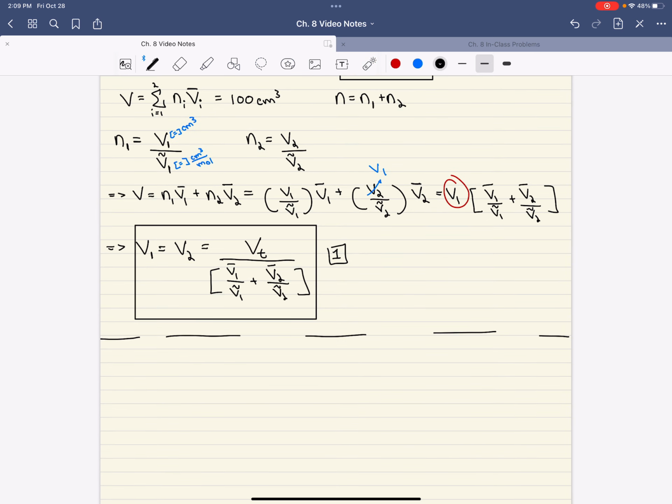What Part B asked us to do is to actually calculate these V1 and V2 values. All right? And so to do that, we know our V sub t value. Our target is 100 centimeters cubed. We know the molar volume for pure water and the molar volume for pure ethanol. But the tricky thing here is these partial molar quantities, right? So V1 bar and V2 bar.